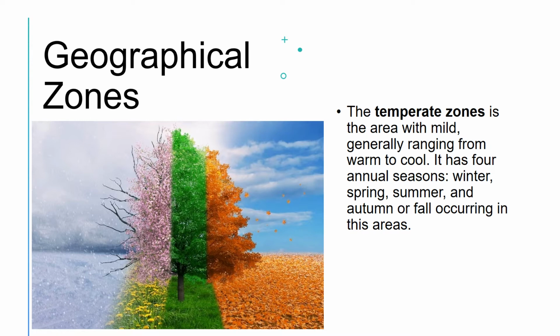So next is the temperate zones. It's the area with mild temperatures generally ranging from warm to cool. It has 4 annual seasons, winter, spring, summer, and autumn or fall occurring in these areas. So syempre yung mga mas matataas na lugar, sila yung nakakaranas ng 4 seasons. Kagaya ng US, Canada, and Japan, sa Korea may kaunting seasons din na ganyan. Dumadaan din sila sa 4 seasons kaso lang minsan meron silang autumn season na napakaikli lamang. So sa New Zealand, yung mga yan.